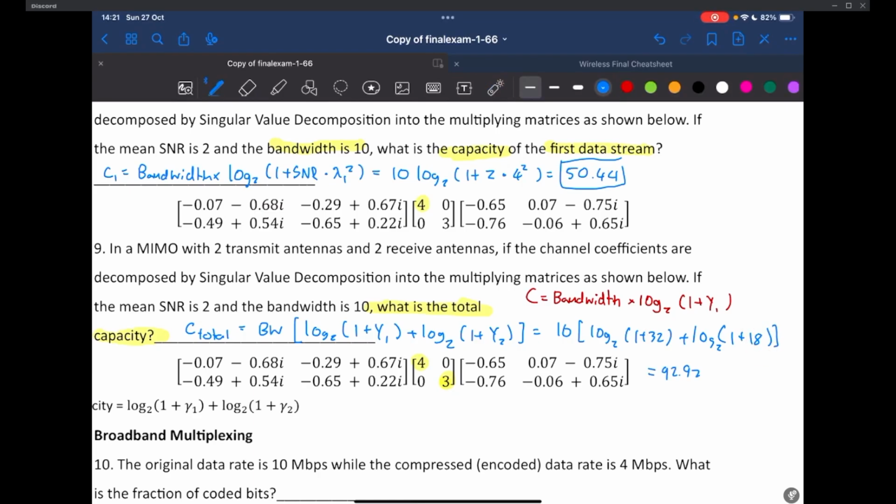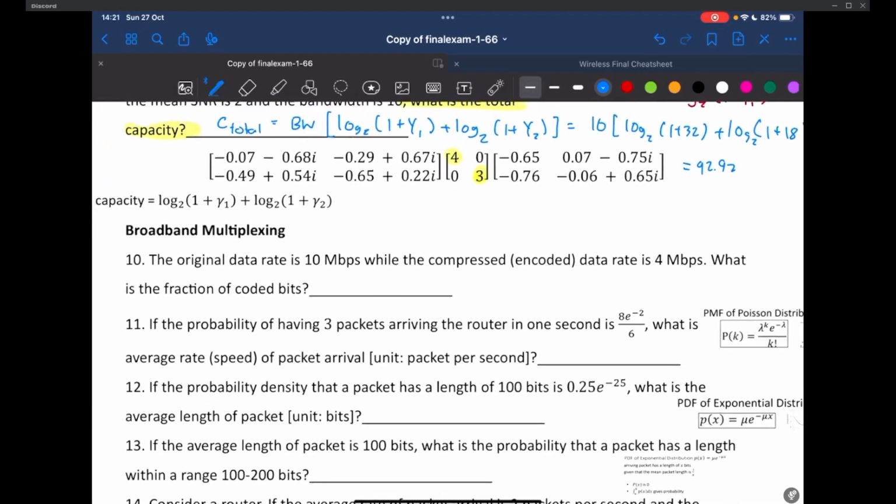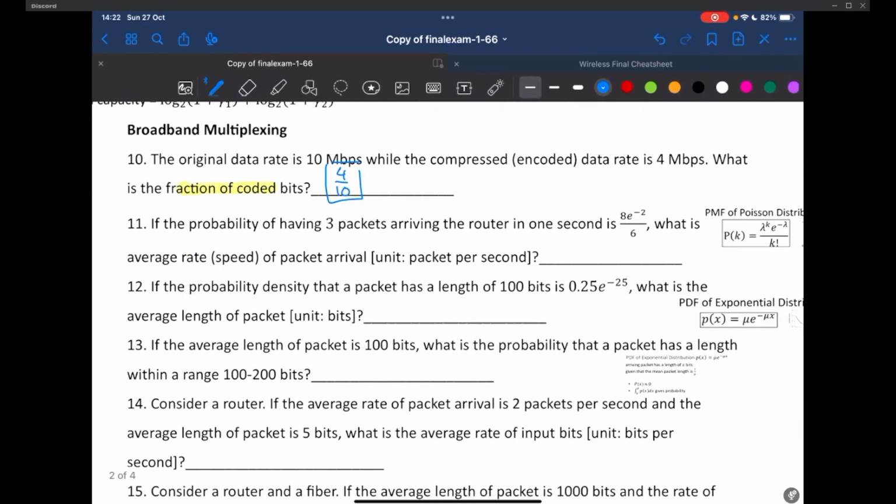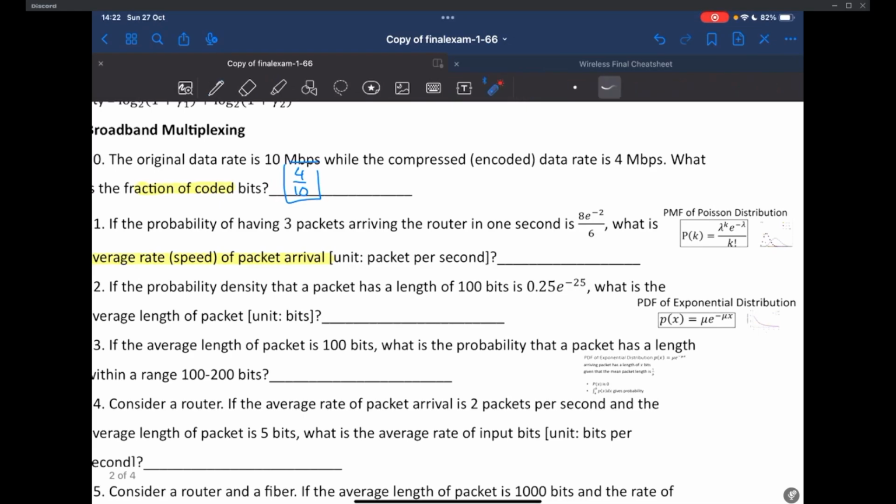Okay, for broadband multiplexing, we have to find the fraction code. Fraction code is just the proportion, so what is the proportion of the data to speed, so it's 4 to 10. And next one is finding the average packet speed arrival, average rate of packet arrival. So to find this one, you need to know the formula of Poisson. I included one here, so you just have to plug it in here.